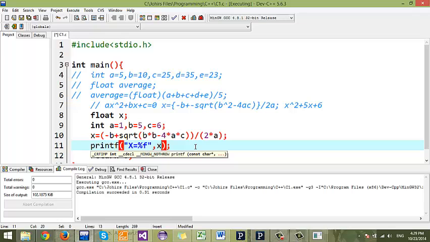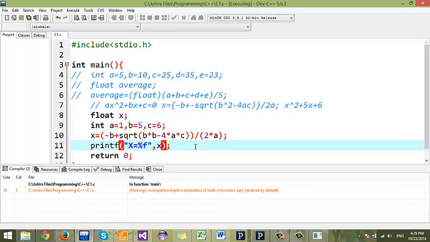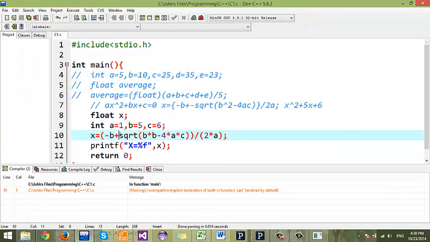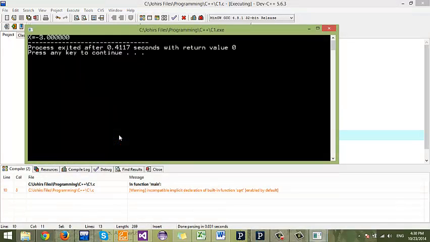What will we get? Let's see. 2 minus 2. Okay, and if we put here minus in place of 5, probably we'll get 3 minus 3. Yeah, we got minus 3. We are done.